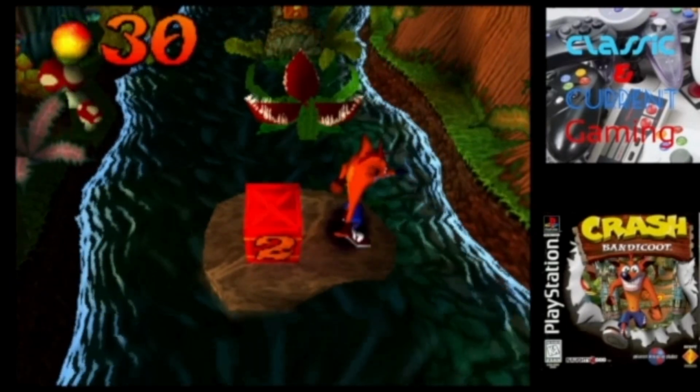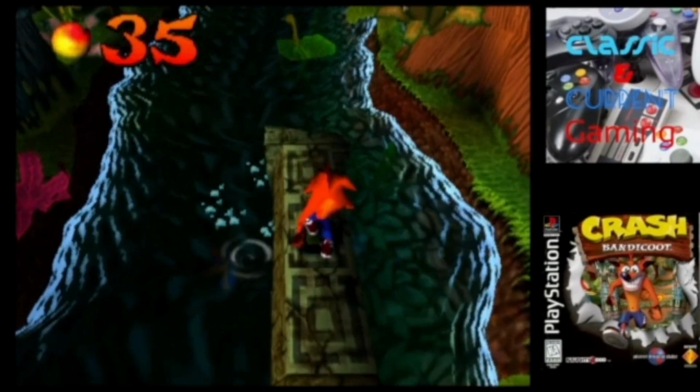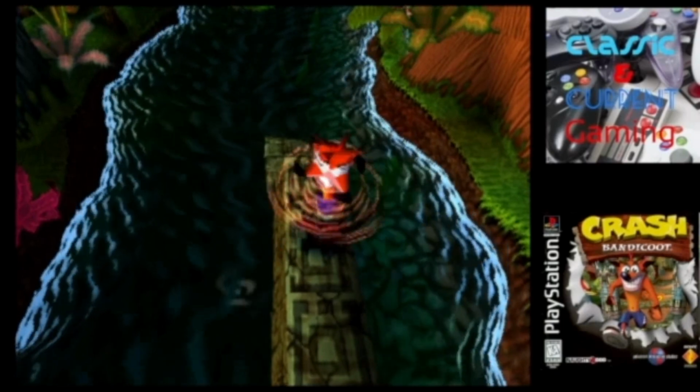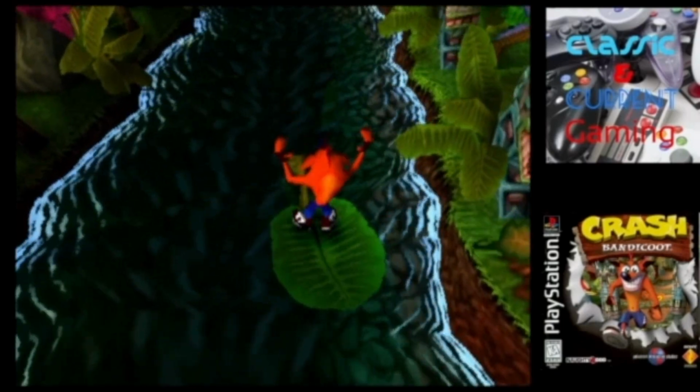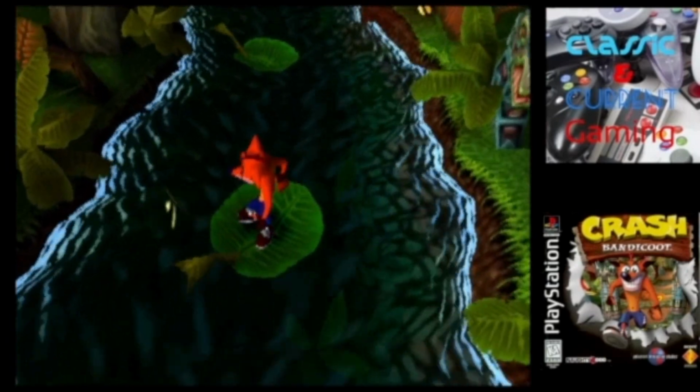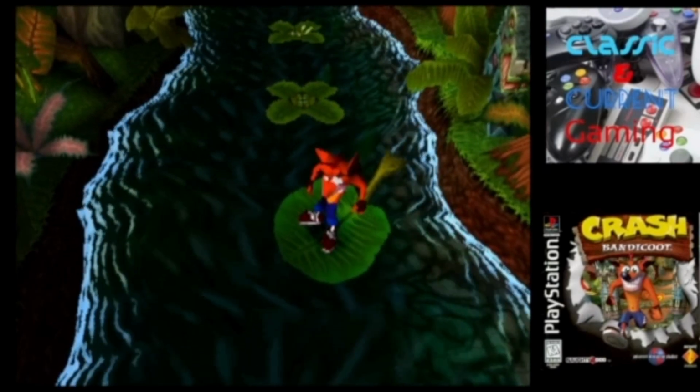Pinstripe Potoroo and Tawna, originally named Carmen, were respectively inspired by The Godfather and actress Pamela Anderson, though Tawna's design was scaled back to be a little less provocative. The Komodo Brothers and Tiny Tiger, who would appear as boss characters in future games in the series, were originally created for the first game.